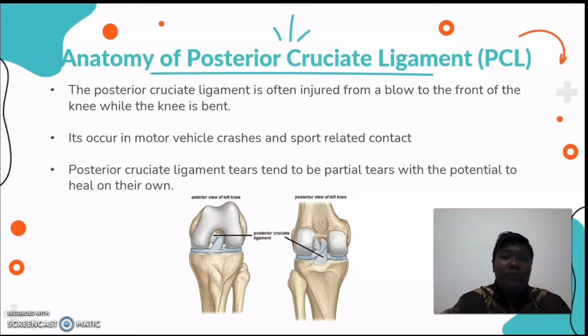The posterior cruciate ligament is often injured from a blow to the front of the knee while the knee is bent. It occurs in motor vehicle crashes and sport-related contacts such as rugby, football, or hockey, sports that have a high risk. Posterior cruciate ligament tears tend to be partial tears with the potential to heal on their own.